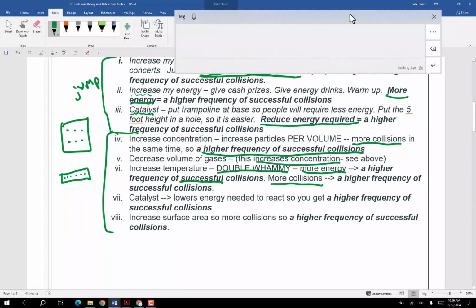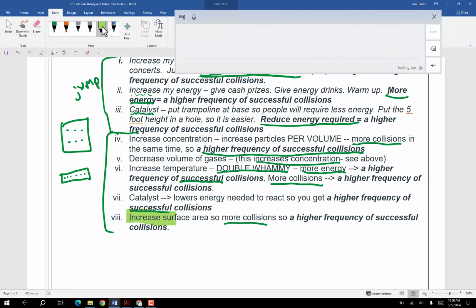A catalyst lowers the energy needed to react. So you get a higher frequency of successful collisions. So that increases the successful part of it, okay? Increasing the surface area makes it so there's more collisions. So a higher frequency of successful collisions. So let's look at it again.